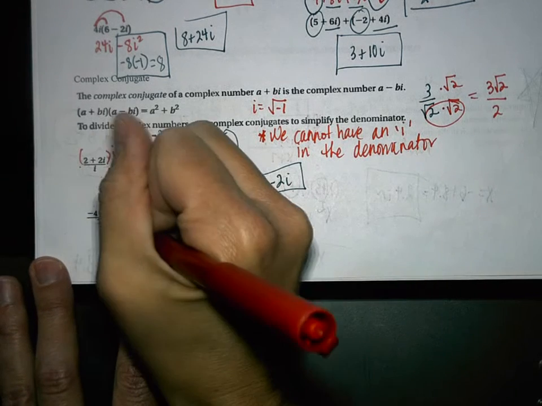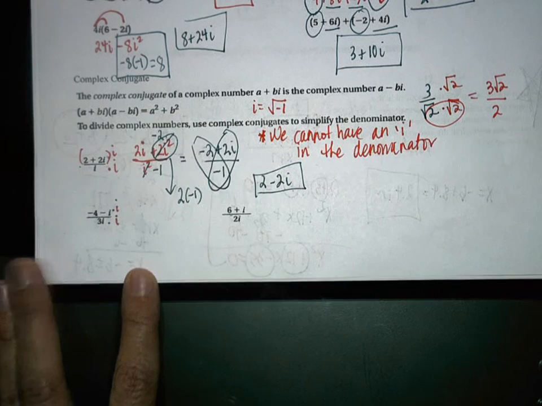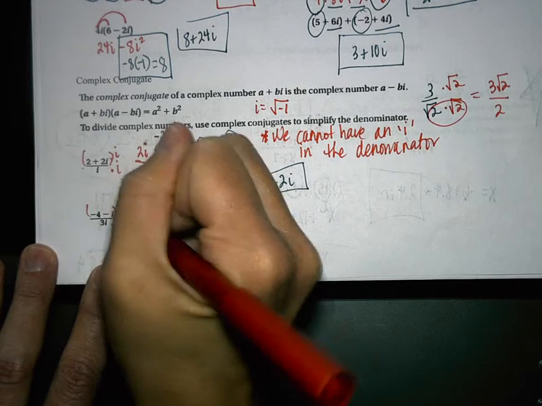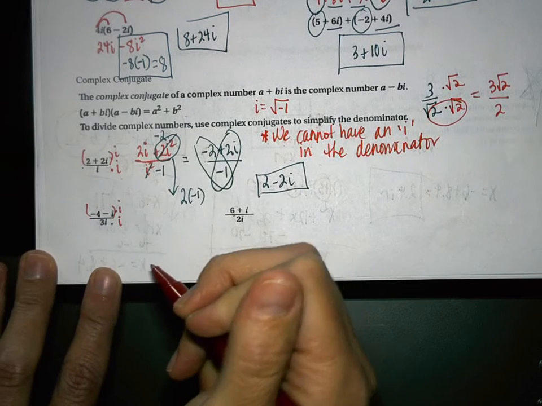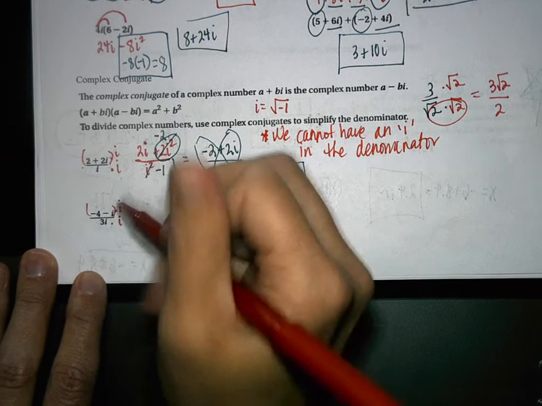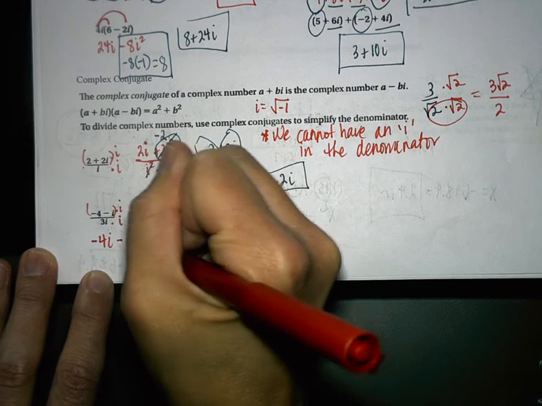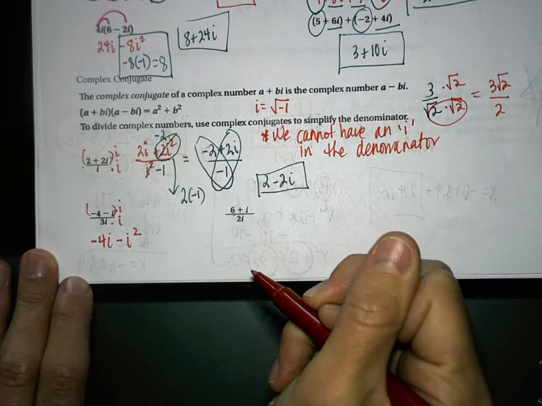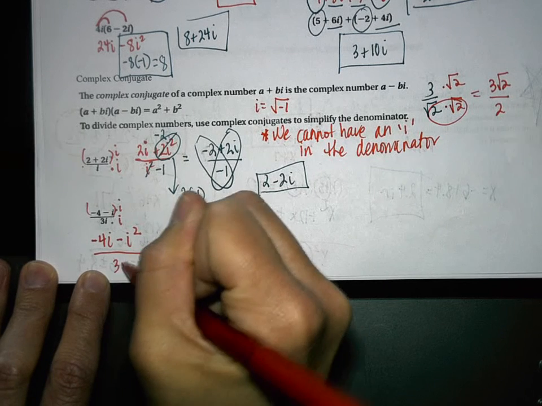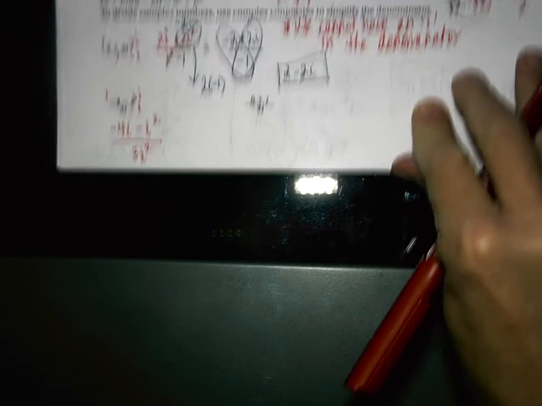So I'm going to go ahead and do this again. We multiply the top and the bottom by i so that we can eliminate the i from the denominator. When I do that, we have to distribute the i through everything on the top. Here we go. So we get negative 4i minus i squared in the numerator, divided by 3i squared in the denominator. Is everybody okay with that so far?